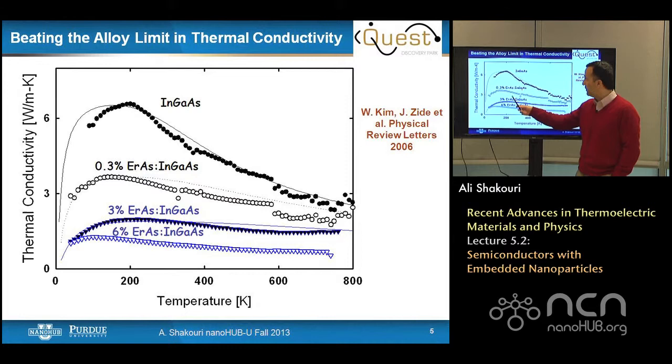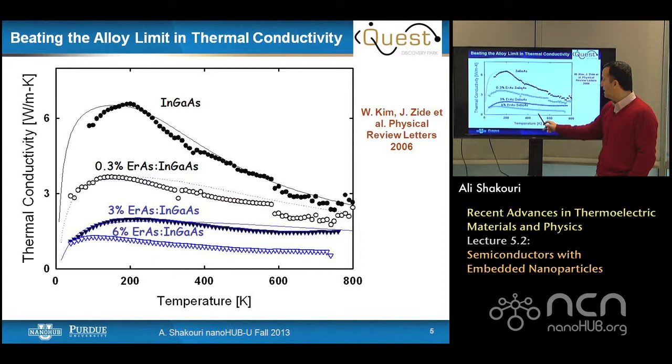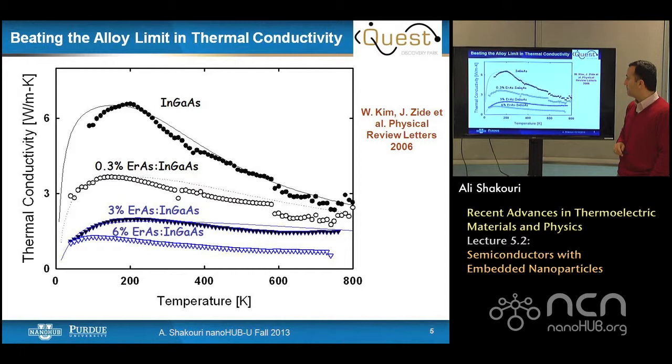Thermal conductivity rises at low temperatures, peaks around 200 at about 6.5 watt per meter Kelvin. At room temperature it is something on the order of 5, and then goes down because of phonon-phonon interactions. By just adding 0.3% of these nanoparticles, thermal conductivity is significantly reduced from 5 to 3 at room temperature. You add more and more nanoparticles, it is reduced even more.